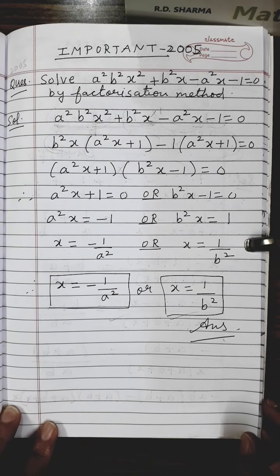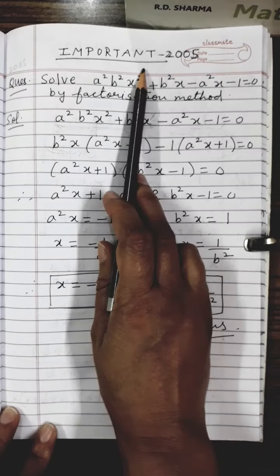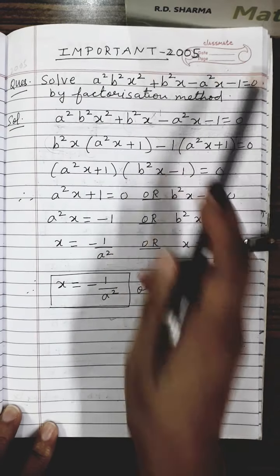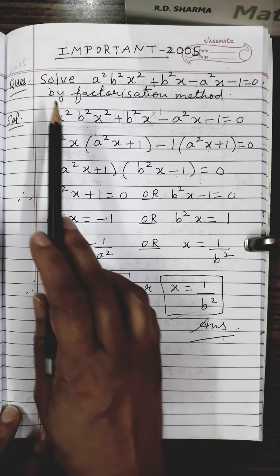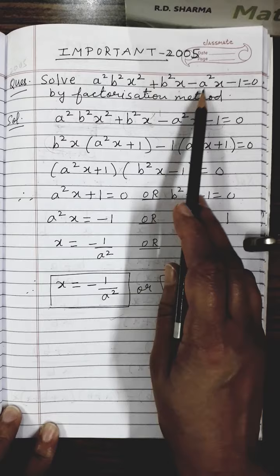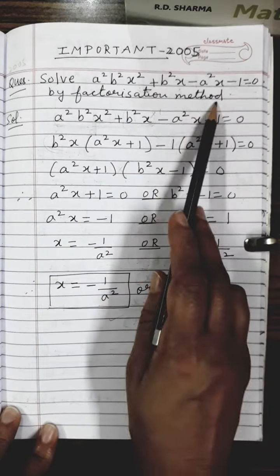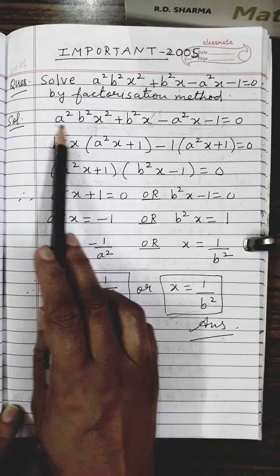Today I am going to solve a very important question from quadratic equation chapter. This question has come in the year 2005. Let us read the question. Solve a square b square x square plus b square x minus a square x minus 1 equals to 0 by factorization method. Let us come to the solution.